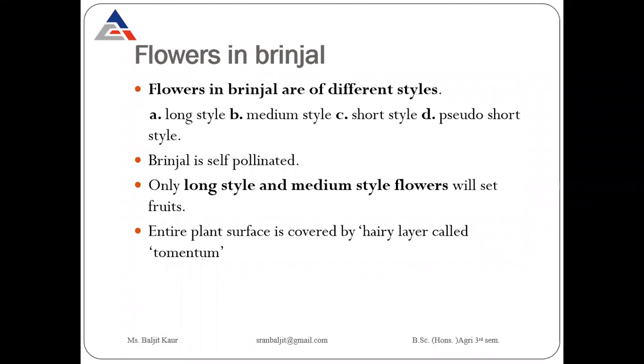Now the flowering behavior in brinjal. In brinjal there are different kinds of styles in the flower. Okay, the flower is purple in color, and the style length is different in brinjal flowers. This is of four types. One is long style, medium style, short style, and pseudo short style. Among all these four different kinds of styles, only long and medium styles set fruit. Only those flowers which have long or medium styles will set fruits, and other flowers which have short style or pseudo short style will not set fruits.